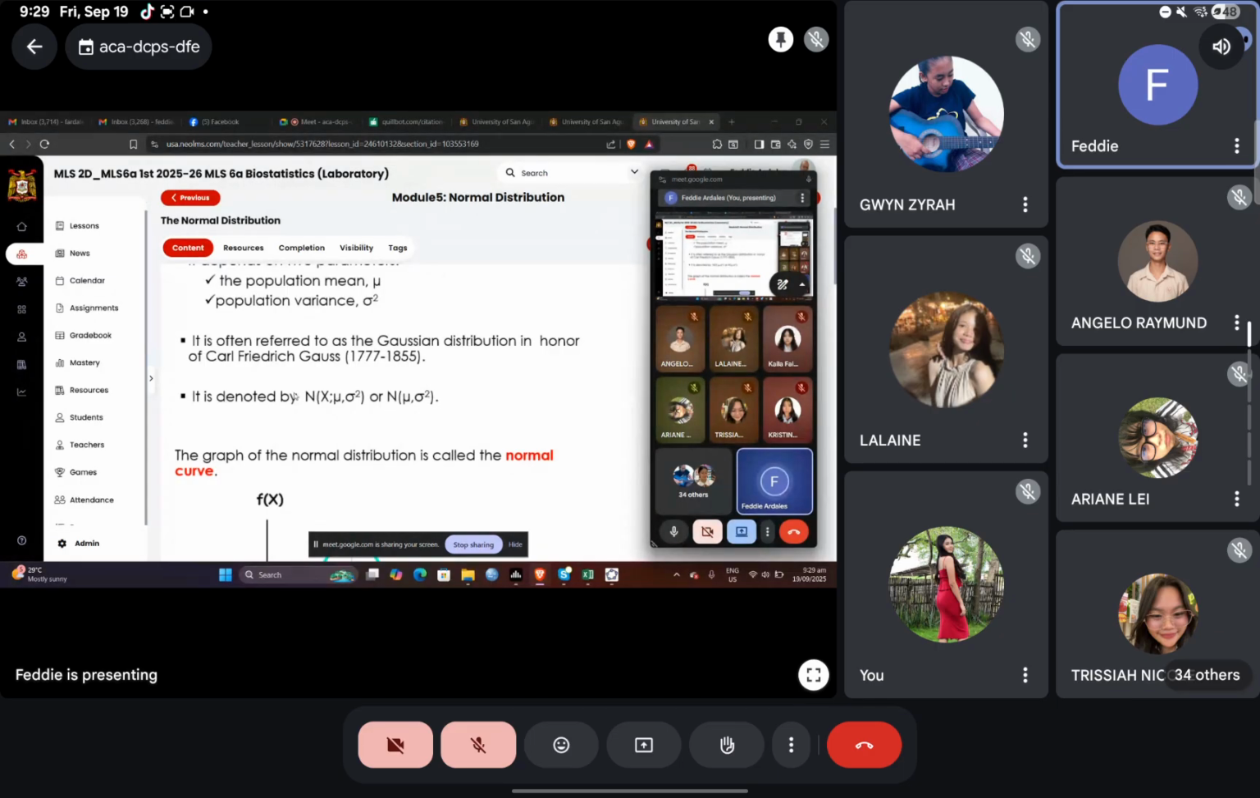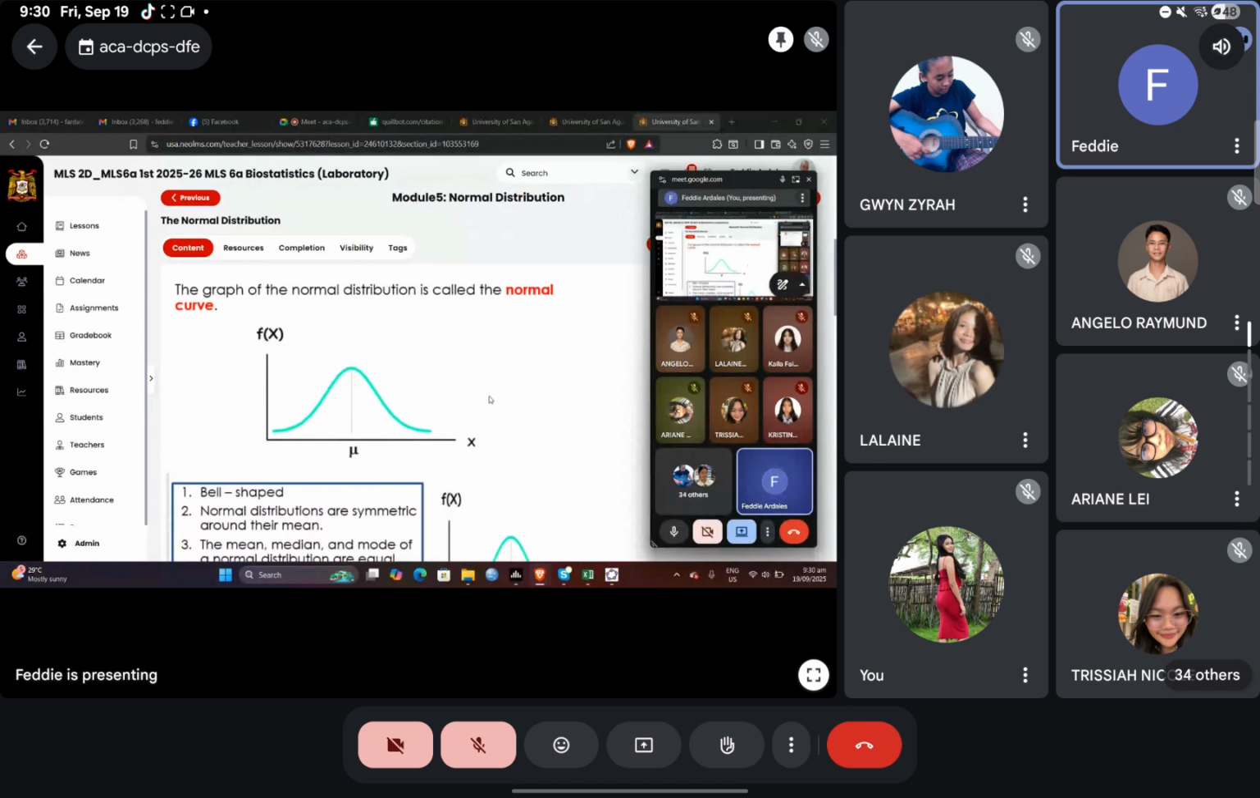So this is the normal distribution. This is the notation. When you see this notation, it is understood to be normally distributed. If you encounter a problem with this notation, then that situation is understood to be normally distributed.